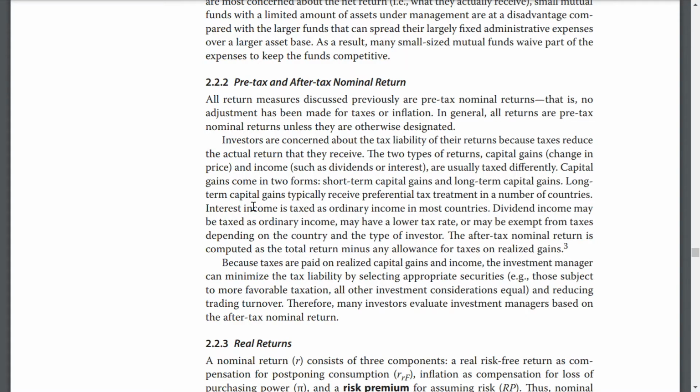The after-tax nominal return is computed as the total return minus any allowance for taxes on realized gains. Because taxes are paid on realized capital gains and income, the investment manager can minimize the tax liability by selecting appropriate securities and reducing trading turnover. Therefore, many investors evaluate investment managers based on after-tax nominal returns.